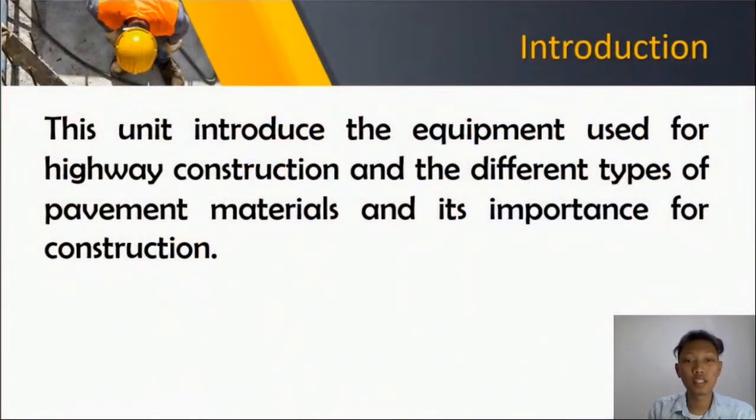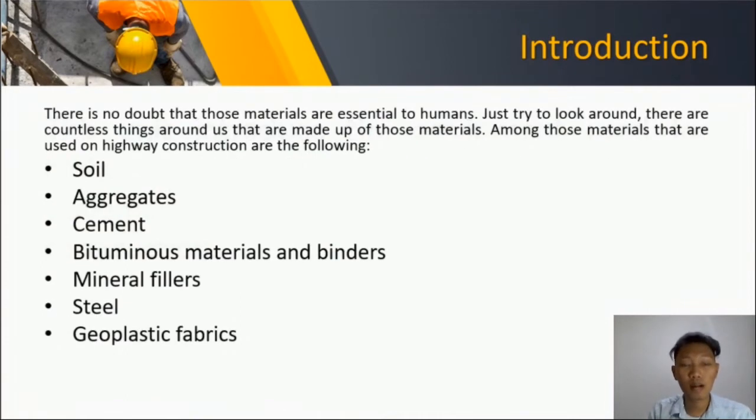Now, this unit introduced the equipment used for highway construction and different types of pavement materials, and it's important for construction. So, itong mga materials daw na to ay kadalasan nakikita lamang dyan na kung saan ginagamit sa highway construction katulad ng soil, aggregates, cement, bituminous materials and binders, mineral fillers, steel, and plastic fabric.